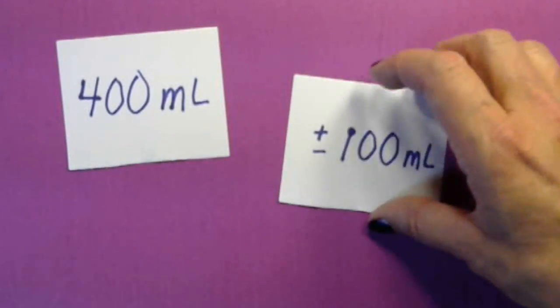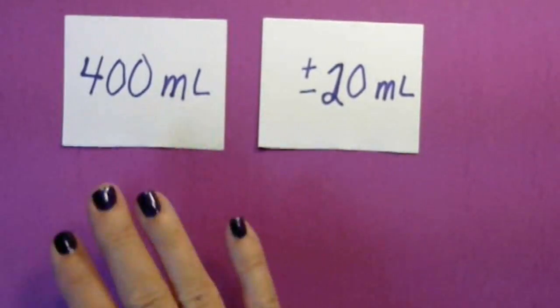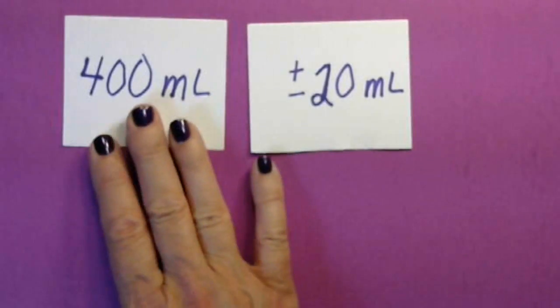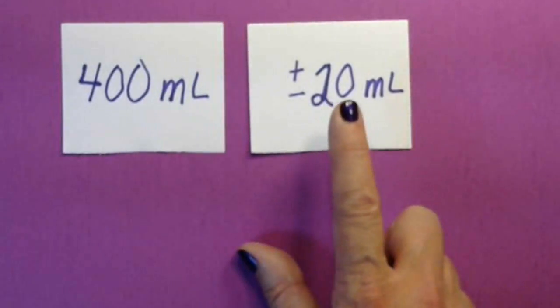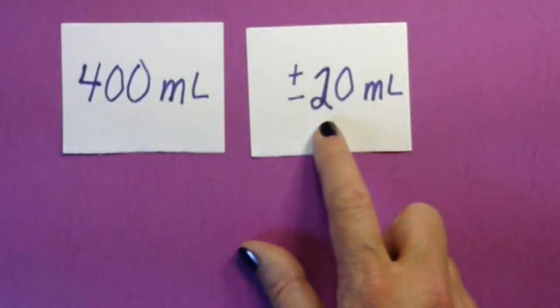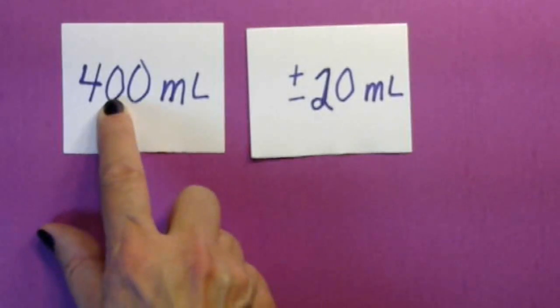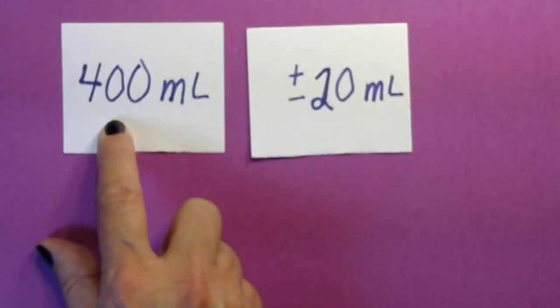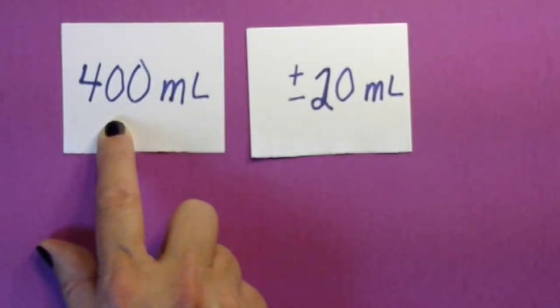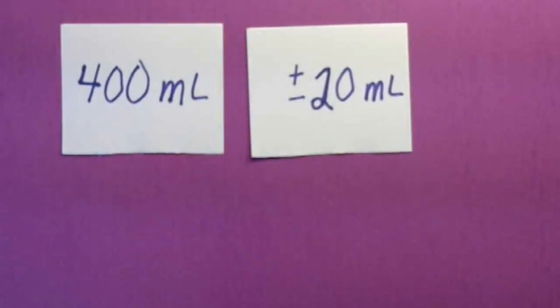Let's say I have 400 milliliters, but I use a different graduated cylinder, and this graduated cylinder had different markings on it, and now the markings are in such a way that I can be certain up to plus or minus 20 milliliters. So I'm plus or minus something in the tens place. So how many significant figures does this have? I start counting from the left. I go 1, 2 significant figures.